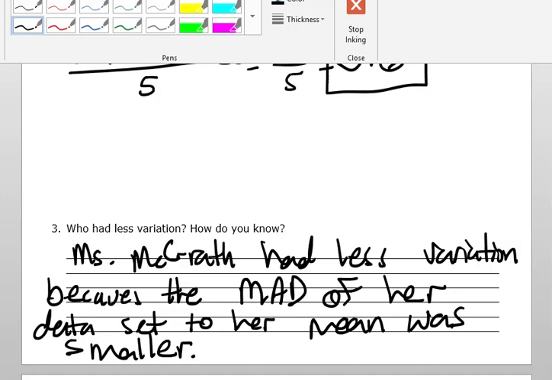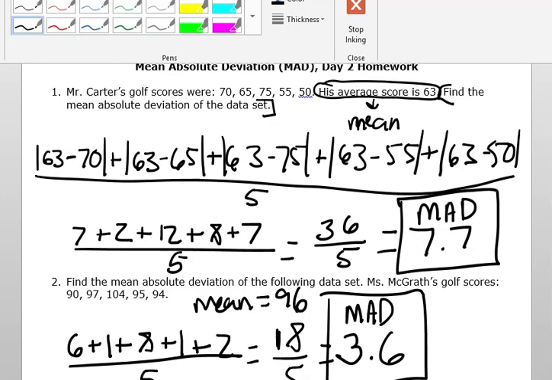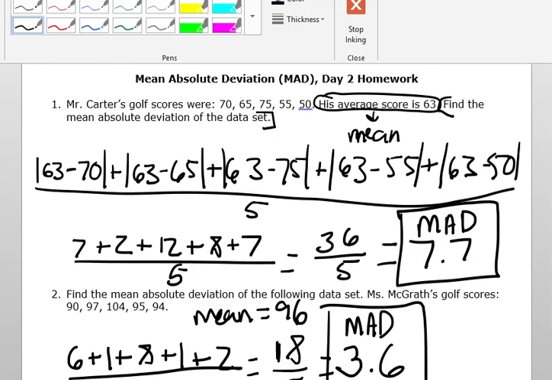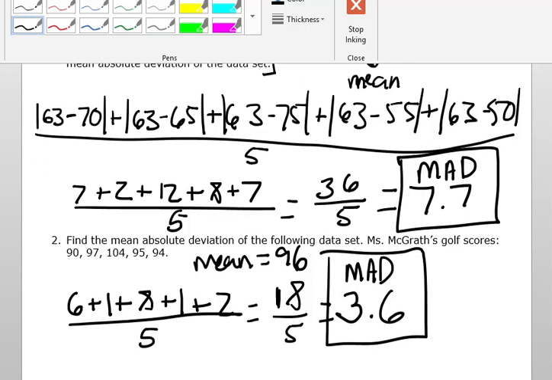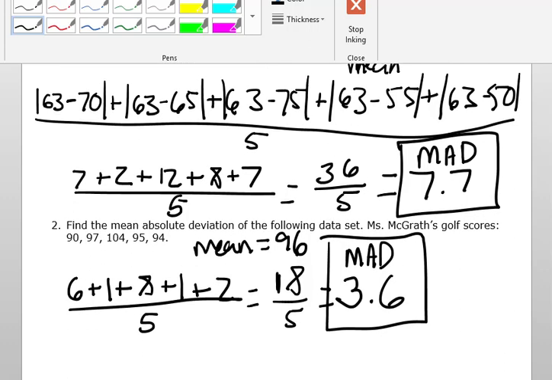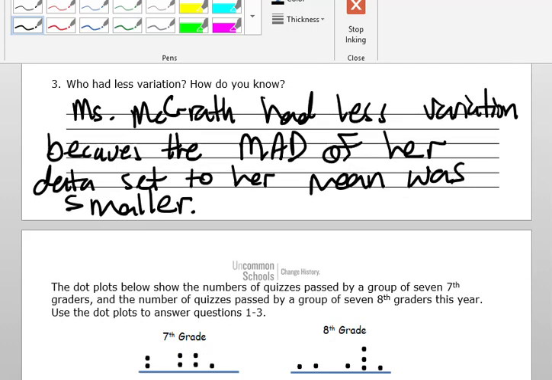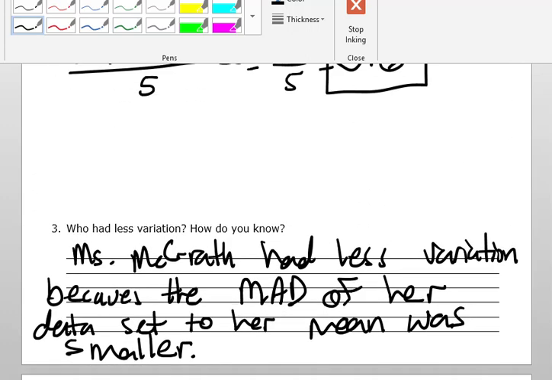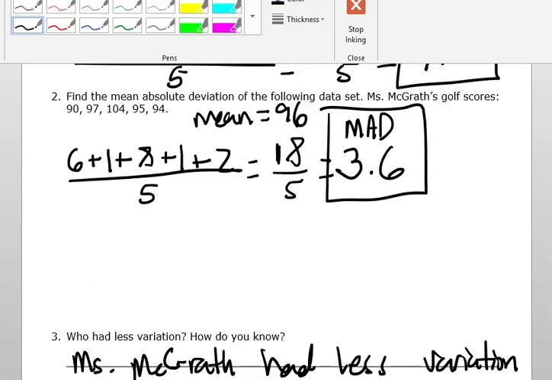And golf is a totally weird sport in that the lower your score, the better. So overall, it looks like Mr. Carter probably has a better golf game, right? Because his mean was 63 and Miss McGrath's mean was 96. But it seems that Miss McGrath has a more steady golf game. Okay, so that is our mean absolute deviation day 2. Again, the only difference here is that we're comparing mean absolute deviations with sets of data that have different means.